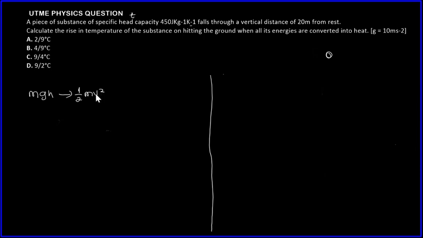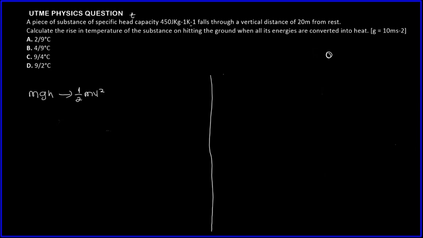Potential energy is due to a substance that is at a height above the ground, or at a height in a gravitational field. We call it gravitational potential energy, which is mgh. So it's the energy stored in an object due to its height above the ground in a gravitational field. I hope this is clear. So we know that the substance possesses potential energy. Then it now falls. While falling, it possesses kinetic energy.